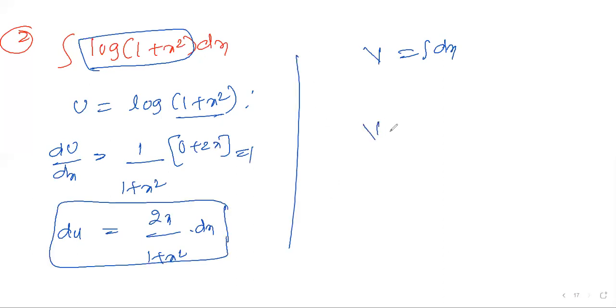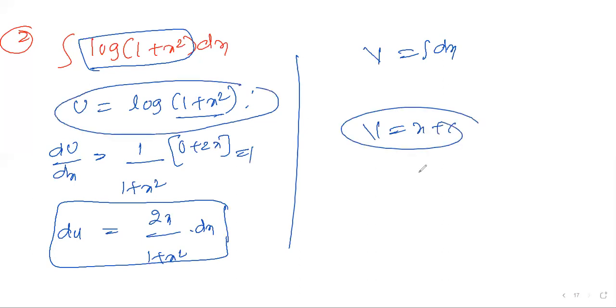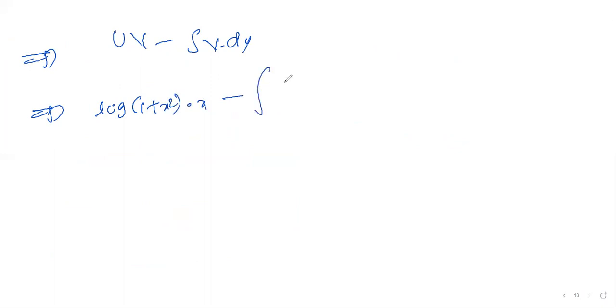Then v is x plus c. V you know, u you know, du you know. You can apply within seconds. Now let us apply the formula: uv minus integration of v du. U is log of 1 plus x square into x. What's the value of v? x. What's the du? 2x by 1 plus x square into dx. So this work is done.